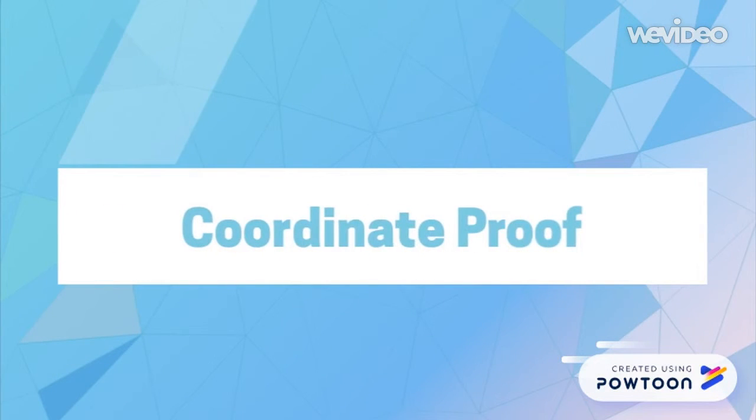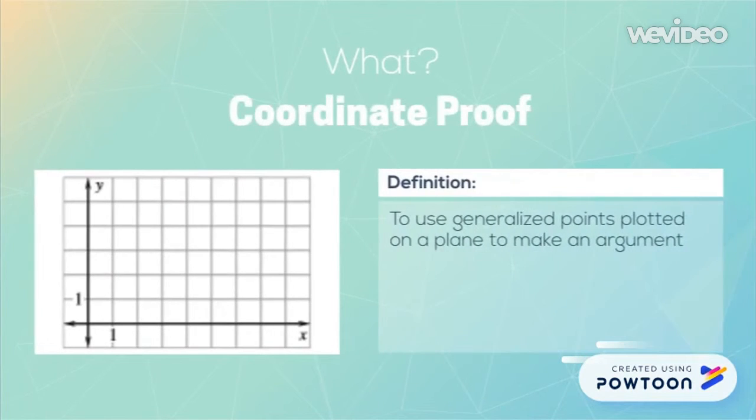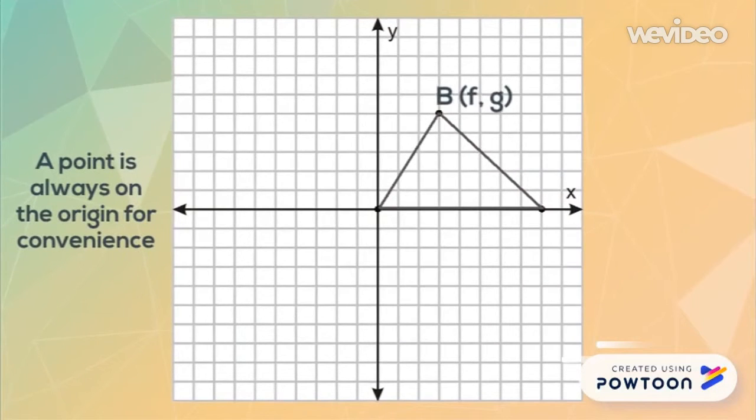Onto the coordinate proof, which is the way to support an argument by having a plane with generalized points on it. The way to do a coordinate proof is to place the figure on the plane, having the lower left corner or vertex on the origin. Makes it easier to bound it.